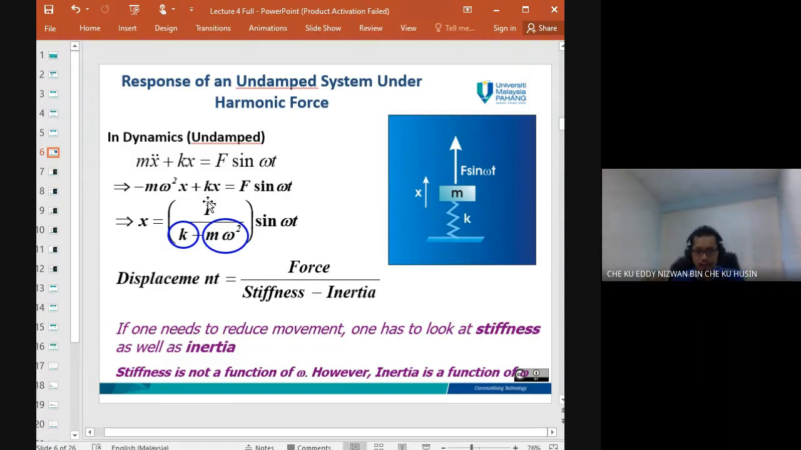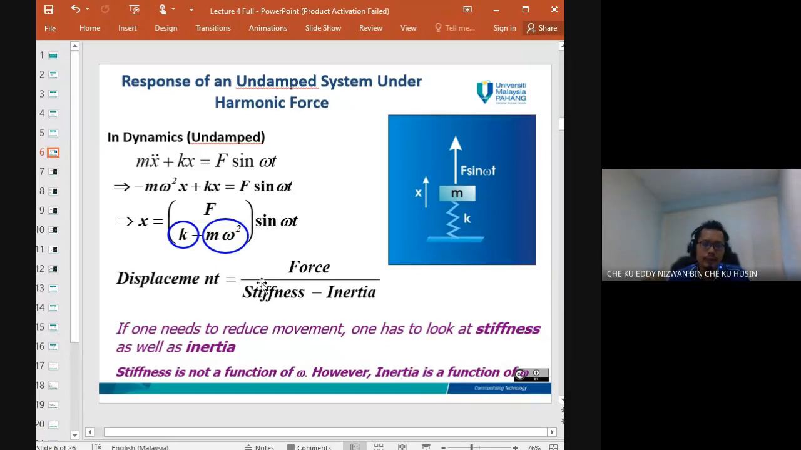Then there is a resistance to the force, which comes from the stiffness and the inertia. So it can be expressed as force over stiffness minus inertia. If you get a lower value for this determinant, then you get higher vibration. The higher the determinant, the more we reduce the vibration.